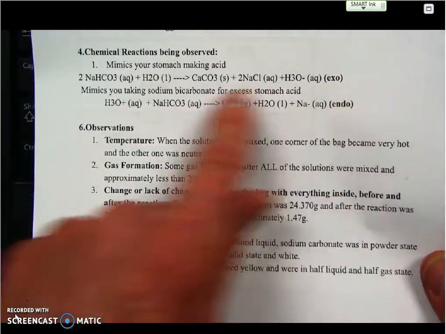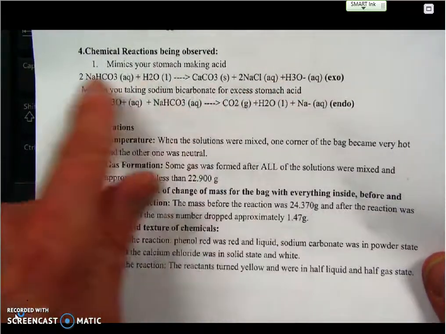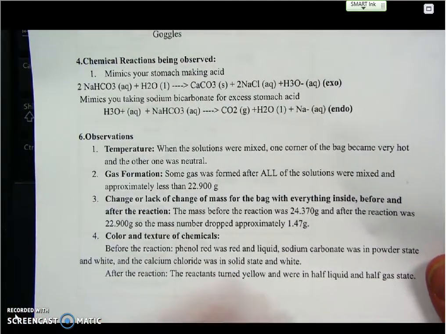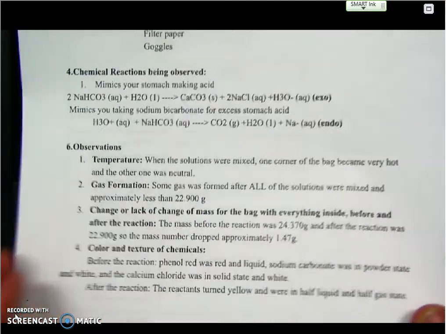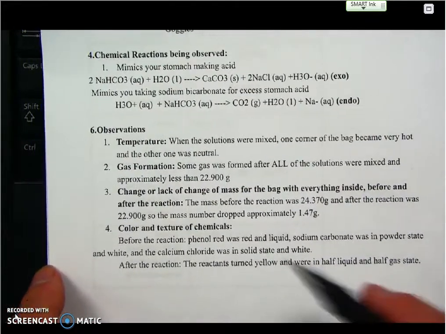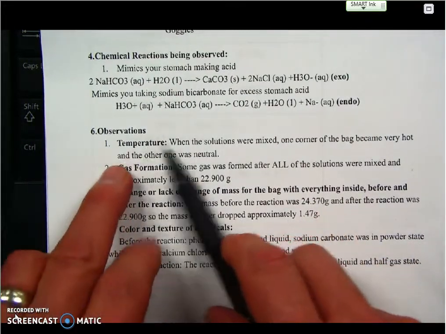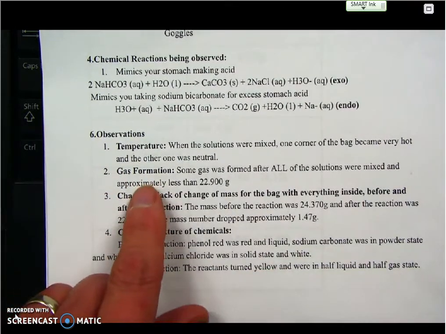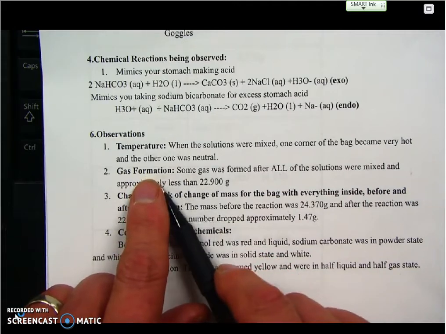And if we look back at our reactions, which we just copied in, we can see that one of these things is exo and the other's endo. So that's how you tie it all together in your conclusions. So temperature, excellent. Gas formation. Now you've got to say something different.